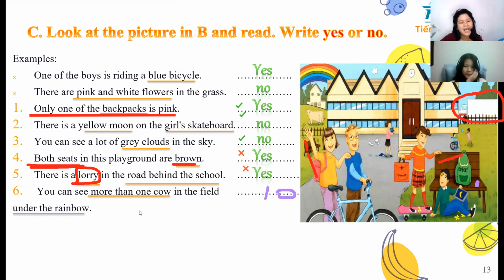Now, last, you can see more than one cow in the field under the rainbow. Oh, where's your answer? Number six. Here. Oh, I need to change my color. All right, you can see more than one cow in the field under the rainbow is? No, because there is only one cow.